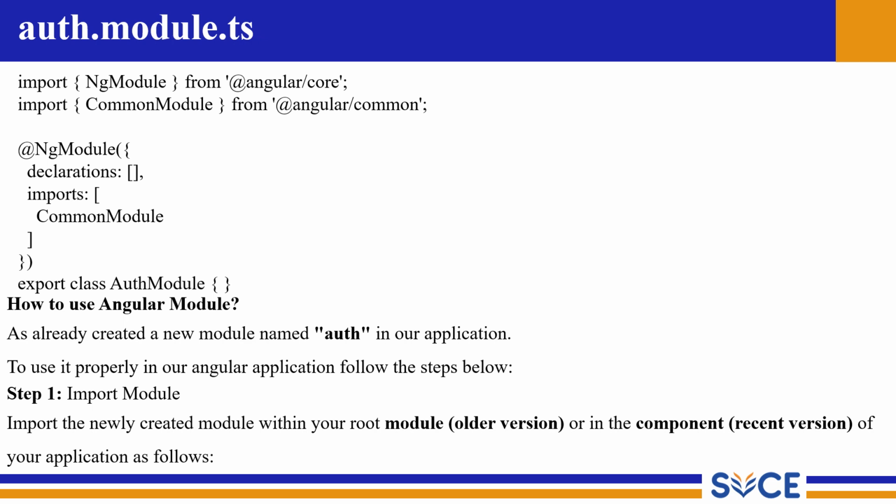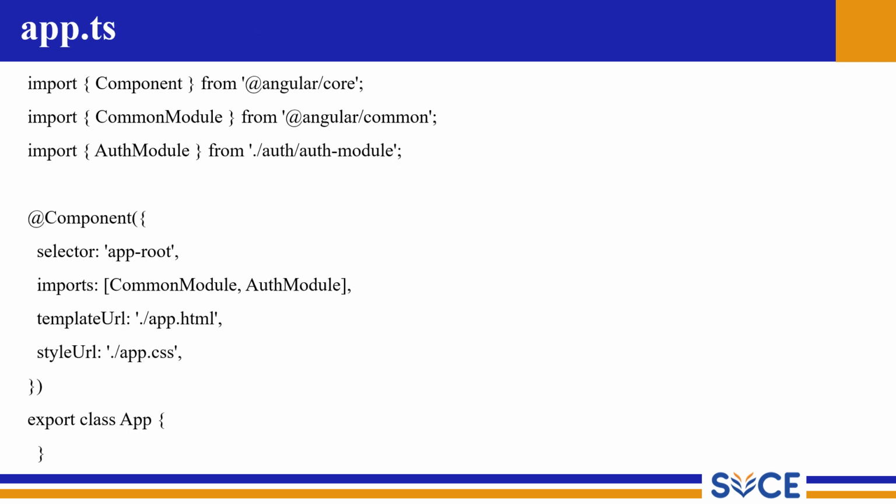And then once you create it, you have to use the Angular module. As we created a new module named Auth in our application, to use it properly in our Angular application, you have to follow these steps below. First, you have to import the module. So import the newly created module into your root module or in the component of your application as follows. So this is the code of app.ts. You have to import all the necessary modules.